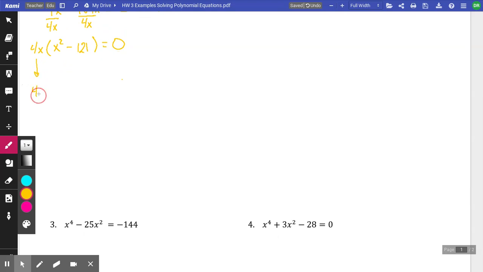Take your first factor 4x, set it equal to 0. Take your other factor x squared minus 121, set that equal to 0, and solve. And so the first one, very simply, I can divide by 4 here and here, and so x will equal 0. And over here, I can solve for x, since it's the only x in the equation, by adding 121 here and here, getting x squared equals 121 now.